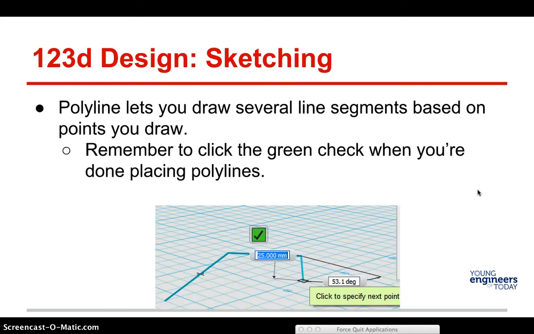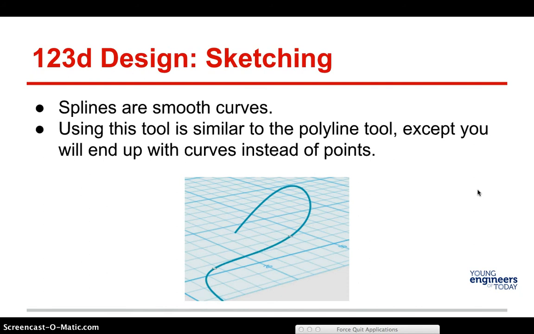Let's look at these. The polyline, which we used in the past for mirroring, lets you draw several line segments based on the points you draw. And these are 180-degree line segments. Remember to click the green check when you're done placing the polyline, or you can also hit escape. The spline are smooth curves. Using this tool is similar to the polyline tool, except you will end up with curves instead of points. Okay, and you can actually see the connection points.